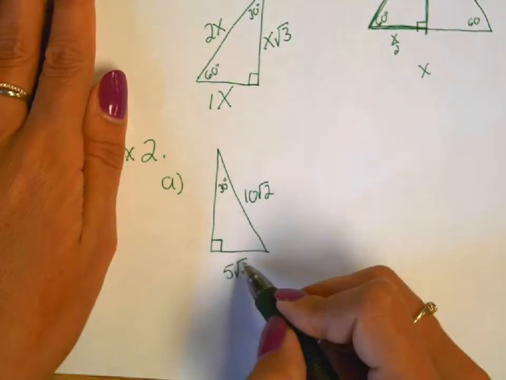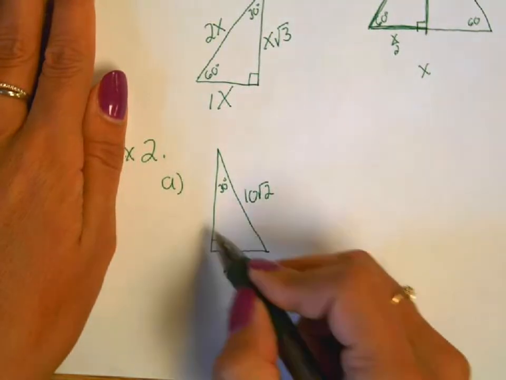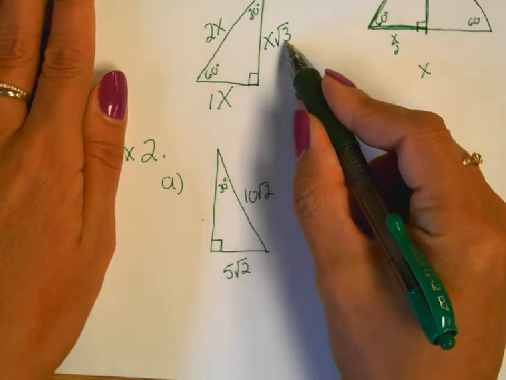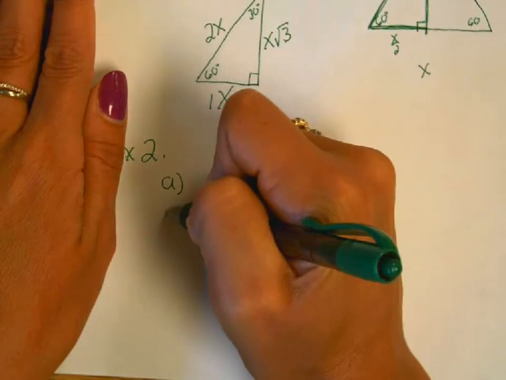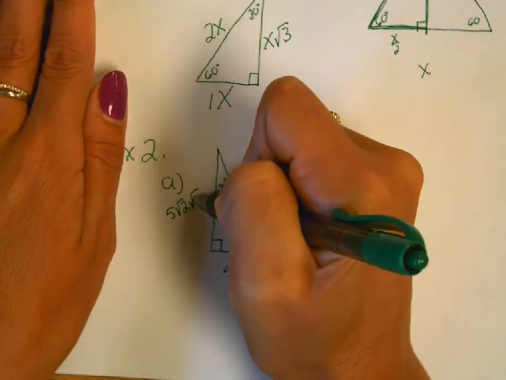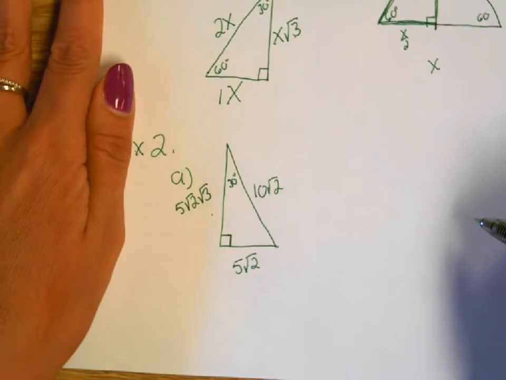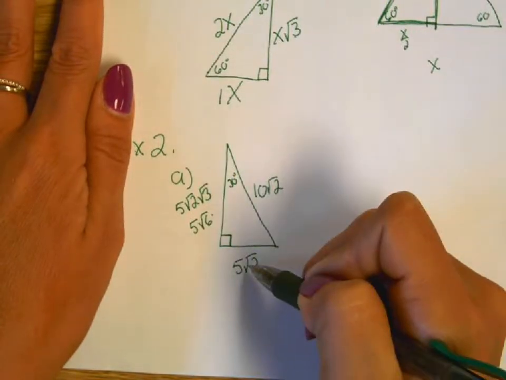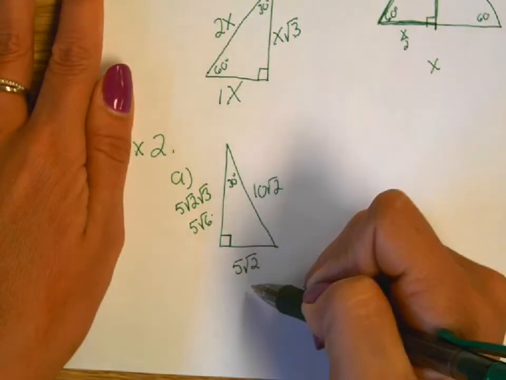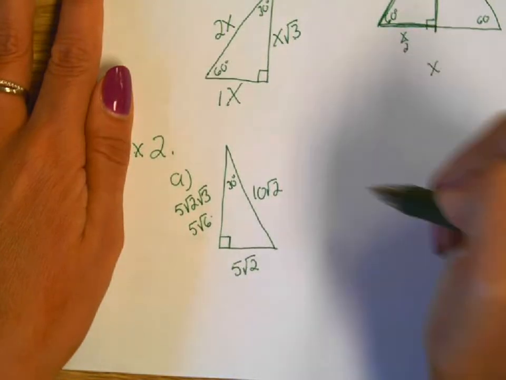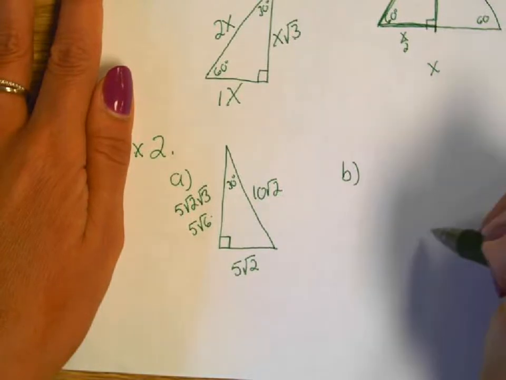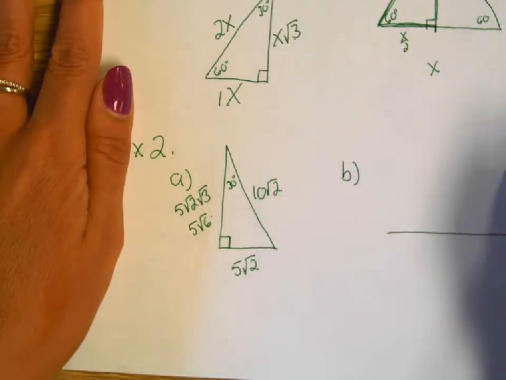Okay? Now how do I get from the short leg to the long leg? Short leg to long leg is multiplied by? Square root of 3. So we got 5 square root of 2 multiplied by a square root of 3. Combine, and what do you have? 5 square root of 6. Okay. Starting from the short leg is easy. You multiply by 2, you multiply by square root of 3. If we don't start with the short leg, then you got to start with the division.